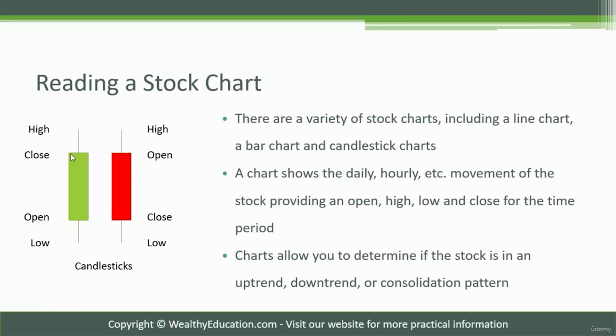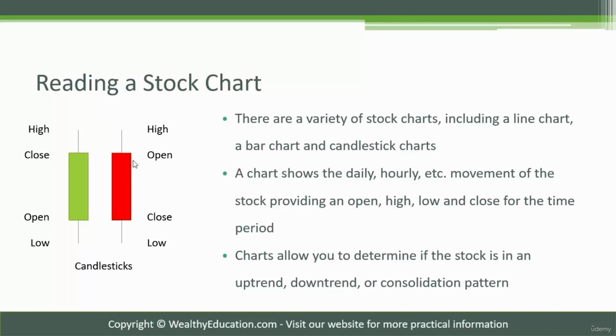The high part of the green body is where the stock closed for the day. The low part of the green body is where the stock opened on the day. And then the low part of the wick beneath the body is the low for the day.